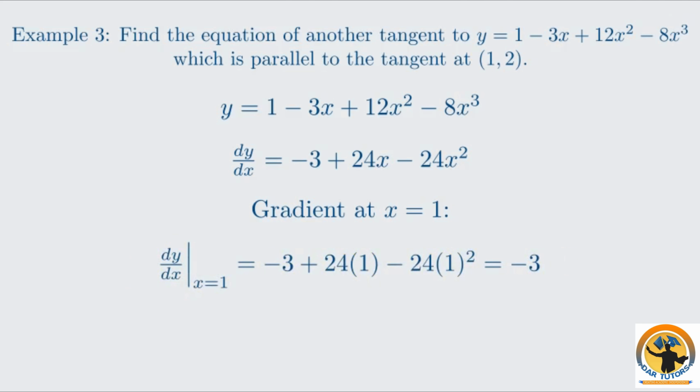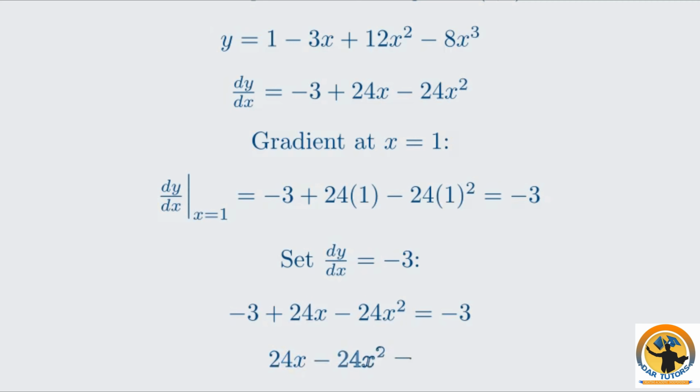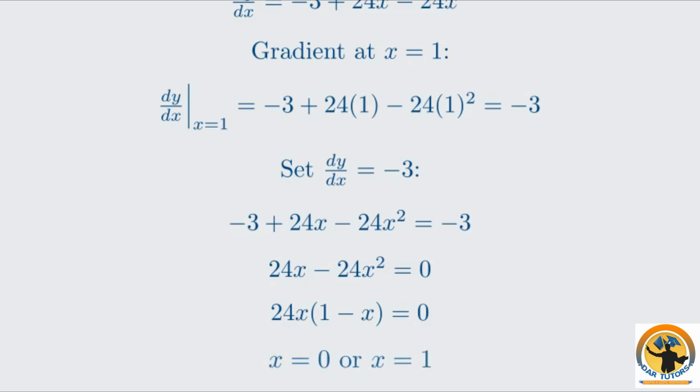We need to find another point on the curve where the gradient is negative 3. We set our derivative equal to negative 3, so it's negative 3 plus 24x minus 24x squared equals negative 3. Adding 3 to both sides gives 24x minus 24x squared equals 0. Factoring out 24x, we get 24x times the quantity (1 minus x) equals 0. This gives us two solutions, x equals 0 and x equals 1. The solution x equals 1 corresponds to our original point. The new point of tangency is at x equals 0.